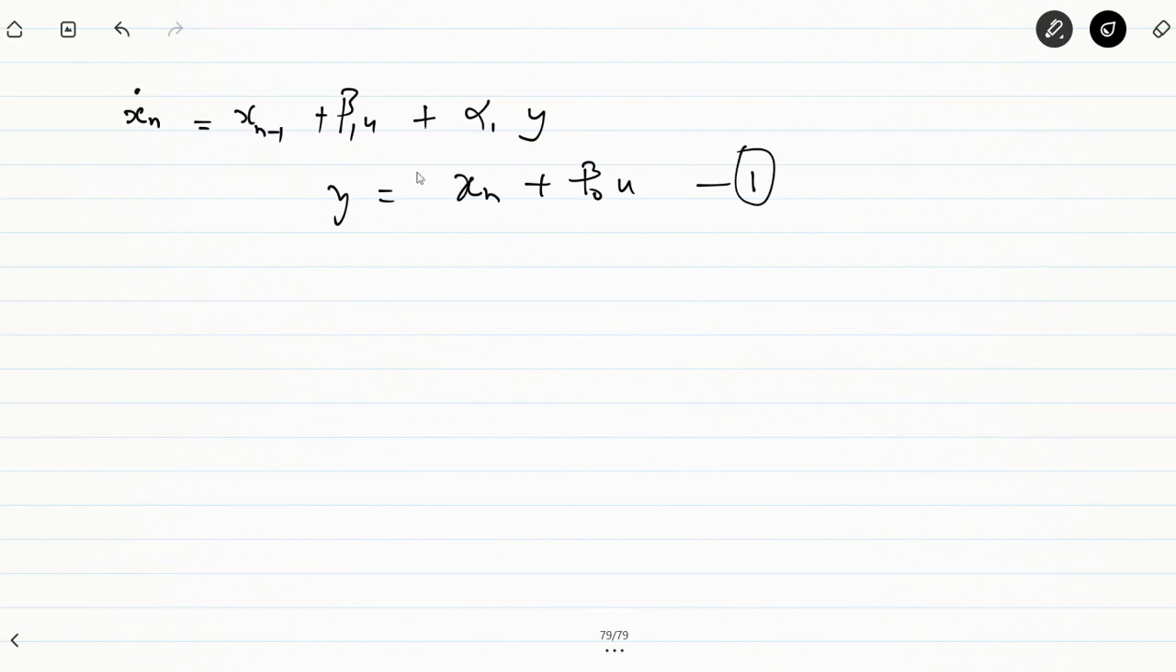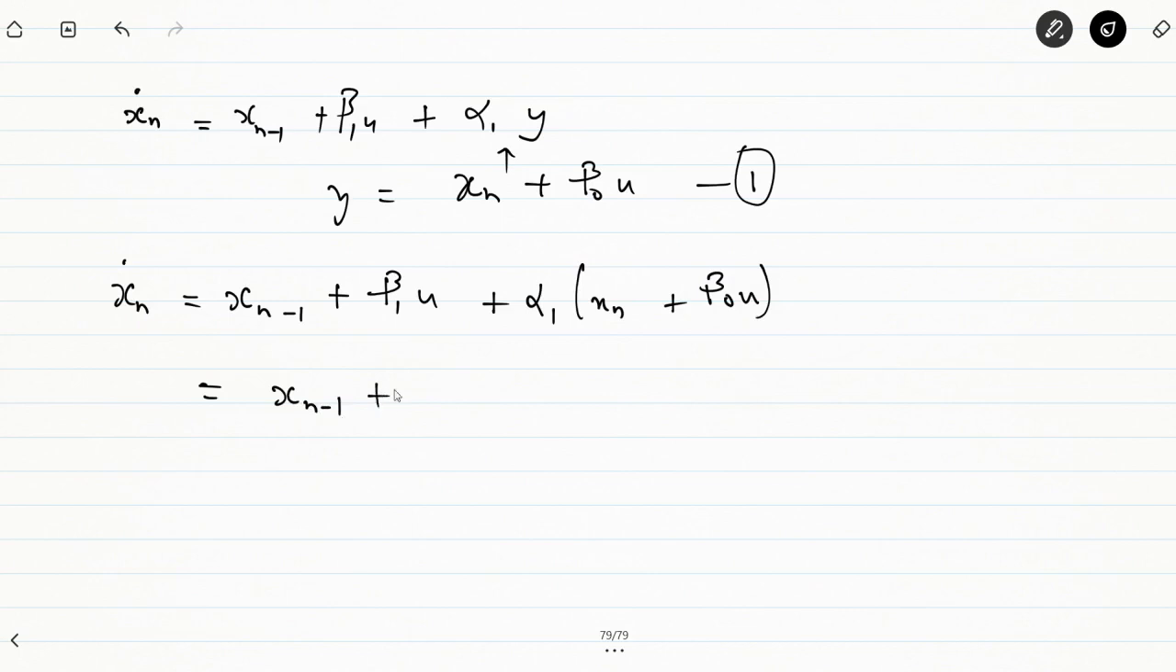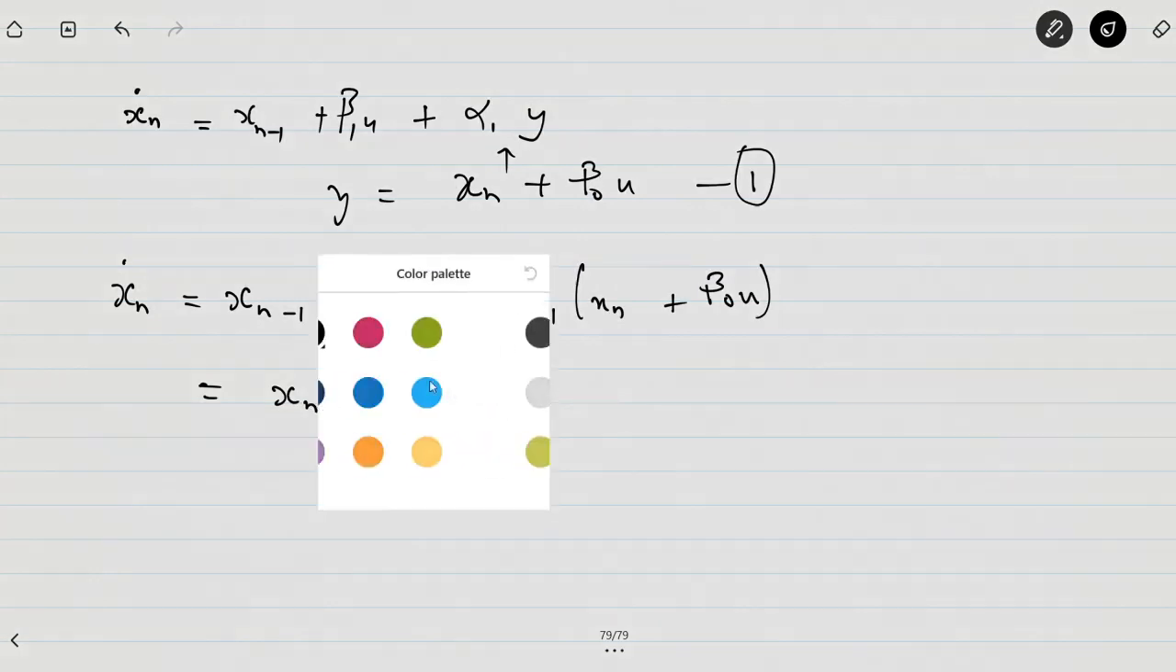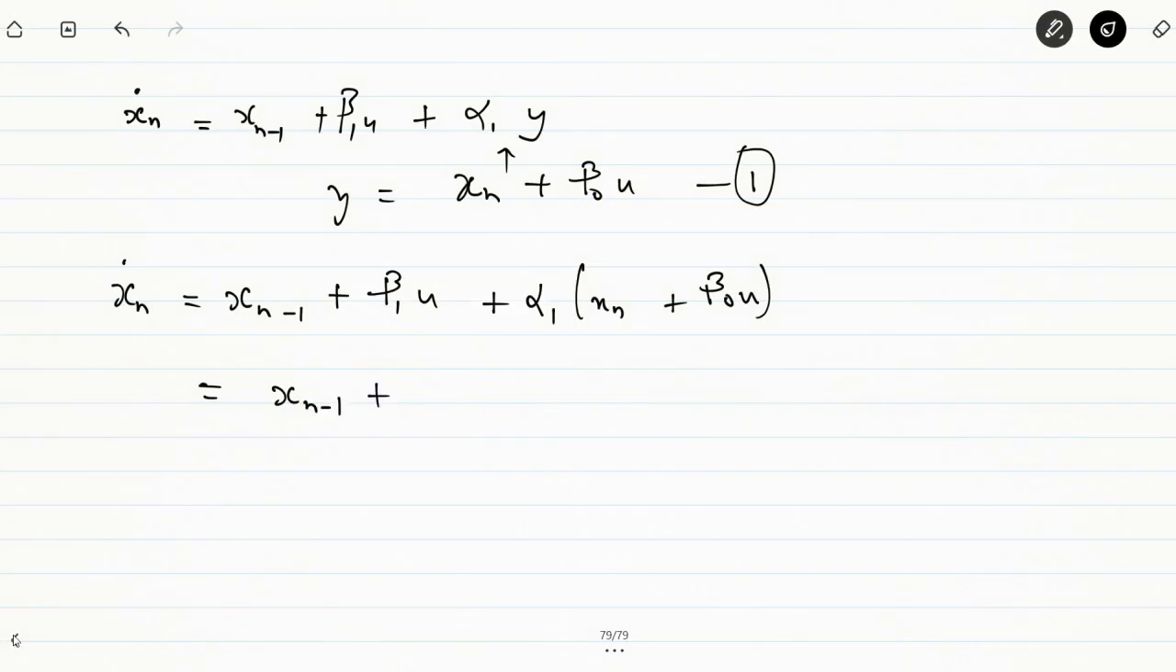the output equation. So substituting this here, xn dot will be equal to xn minus 1 plus beta 1 u plus alpha 1 xn plus beta naught u. Fine. That means this is xn minus 1 plus this is minus alpha 1 y plus beta 1 u minus alpha 1 xn minus alpha 1 beta naught u.